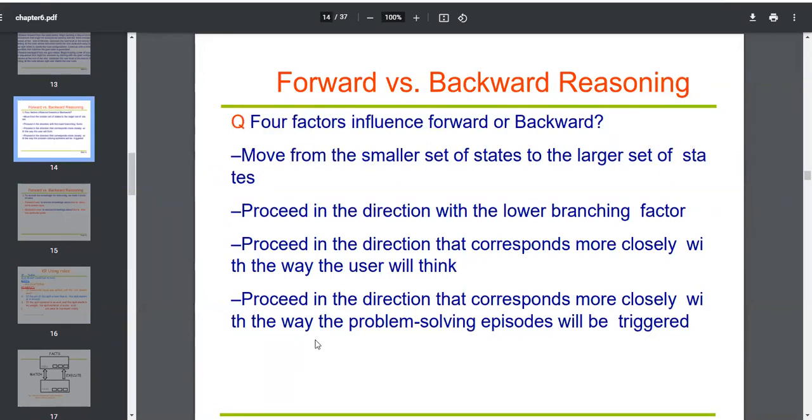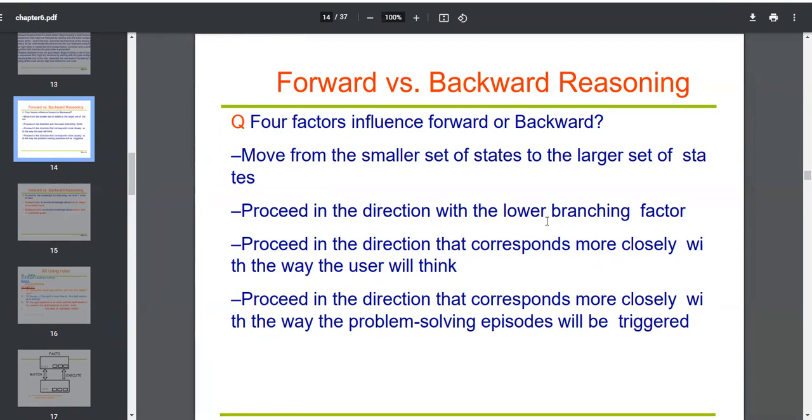It depends on these four features. These features will decide whether forward reasoning or backward reasoning should be used. The first one says: always try to move from a smaller set of states to a larger set of states. So you always try to go from a smaller number of states to a larger number of states.